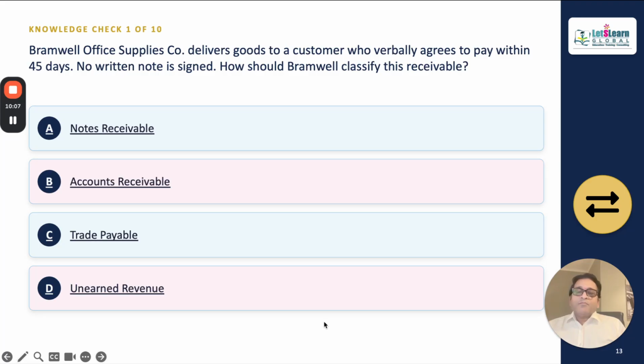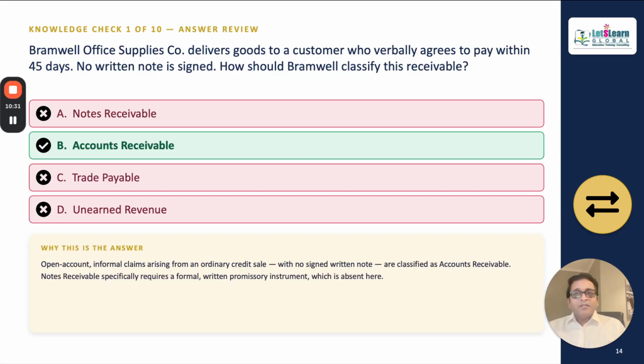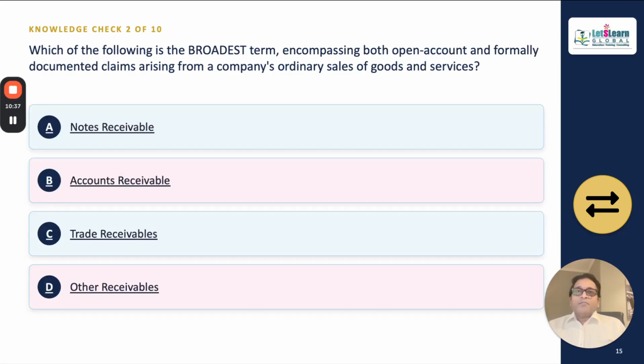Bramwell Office Supplies Co. delivers goods to a customer who verbally, with an oral promise, agrees to pay within 45 days. No written notice signed. How should Bramwell classify this receivable? So what we understand here, it is a receivable, it is an open account, an oral promise, so it becomes what? Yes, accounts receivable.